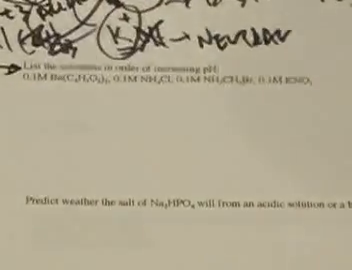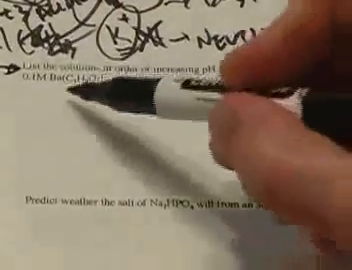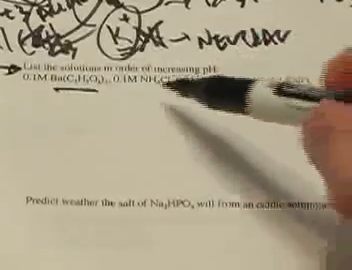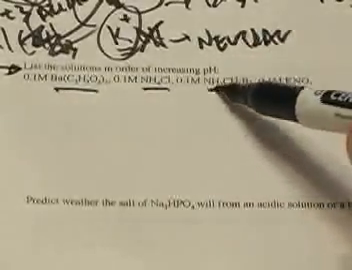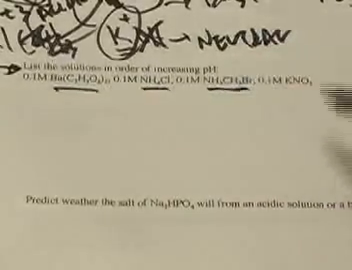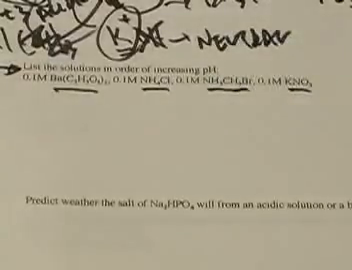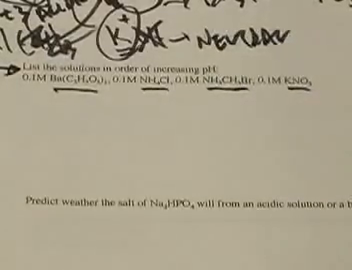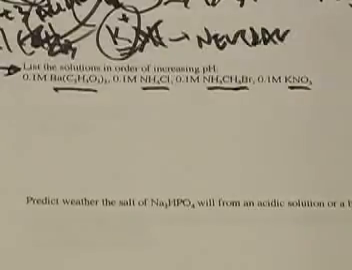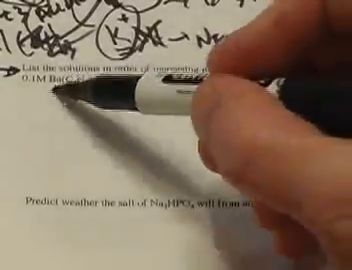All right, next question. List the solutions in order of increasing pH. So we need to take each one of these and look at these salts and ask, where did the ions come from? And of course, if they came from a strong acid and a strong base, they're going to act neutral no matter what the concentration is. Okay? Let's take a look at this one.